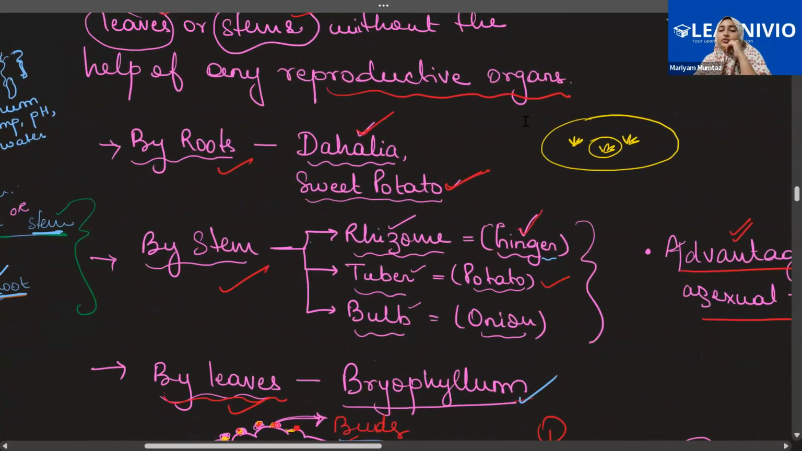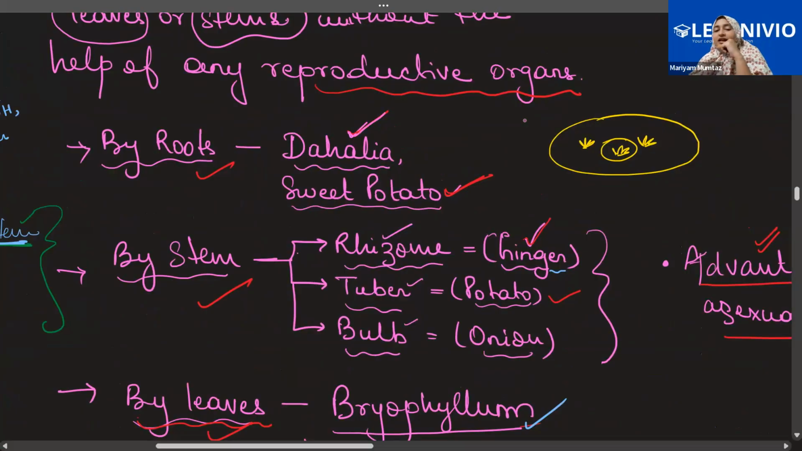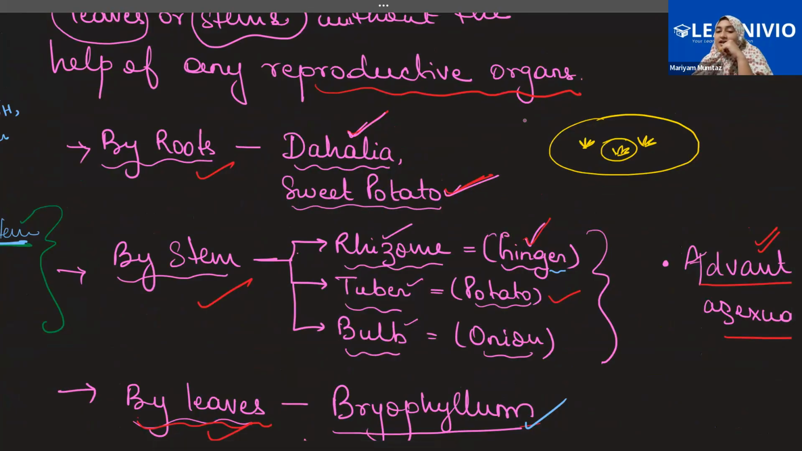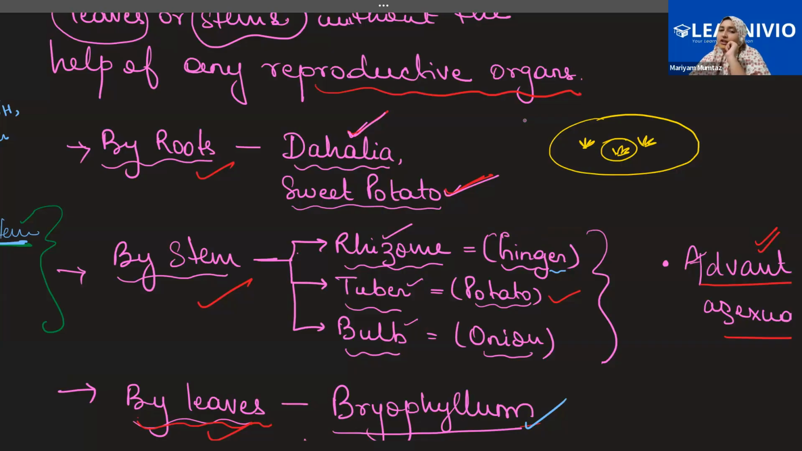Now, when roots are used for vegetative propagation, that takes place in dahlia and sweet potato plants. If stems are used for vegetative propagation, then rhizome in the case of ginger, tuber in the case of potato, and bulb in the case of onion are used. Now see, in plants, the pollen grain is the reproductive cell. Then the male gametes are there. Then the egg in the female flower is also there. Those are the reproductive structures, reproductive organs. But roots, stems, or leaves are not the reproductive parts. So we call this vegetative propagation.